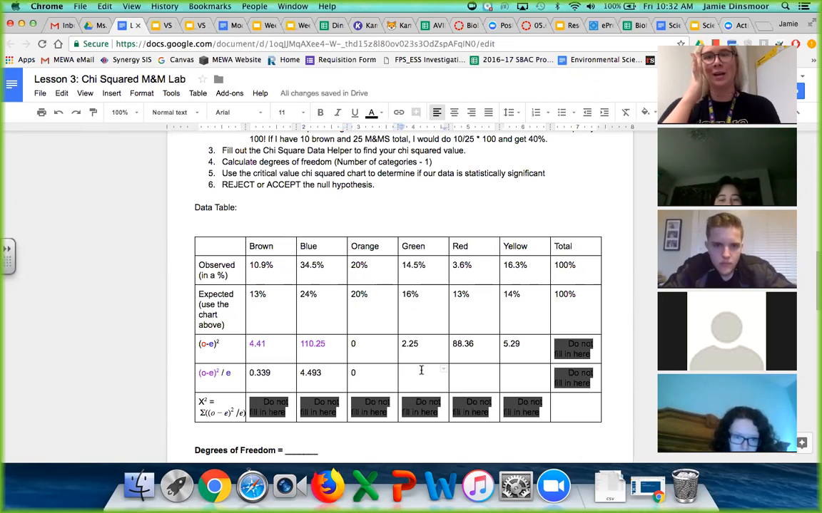Green, again, we're going to take our purple value, 2.25, and divide it by our expected value, which is 16, to get 0.140. And you tell me what we would get for red and yellow, taking our purple value, dividing by our expected value.